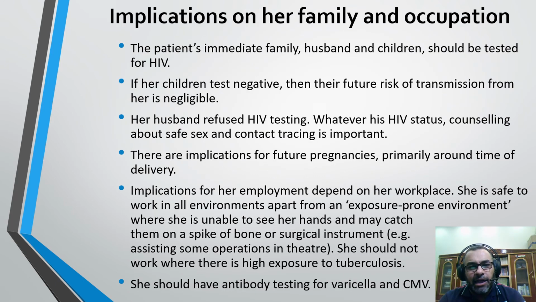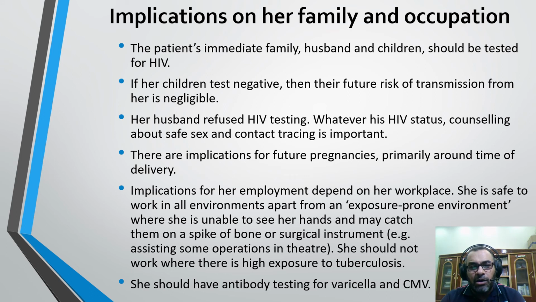What about the implications on her family and occupation? The patient's immediate family, husband and children, should be tested for HIV. If her children test negative, then their future risk of transmission from her is negligible. Her husband refused HIV testing. Whatever his HIV status, counseling about sex and contact tracing is important, and there are implications for future pregnancies, primarily around the time of delivery.